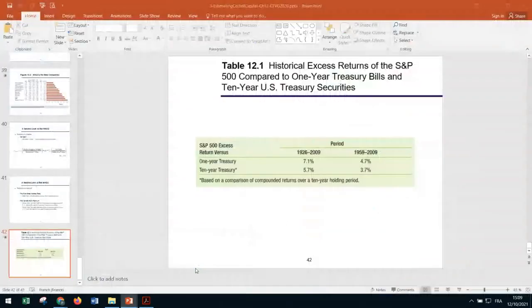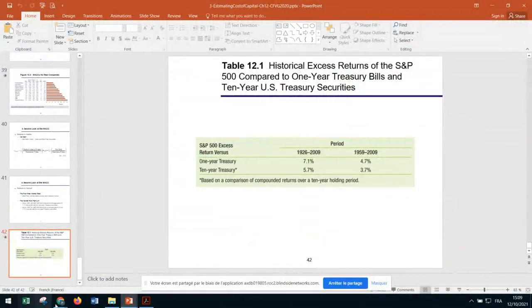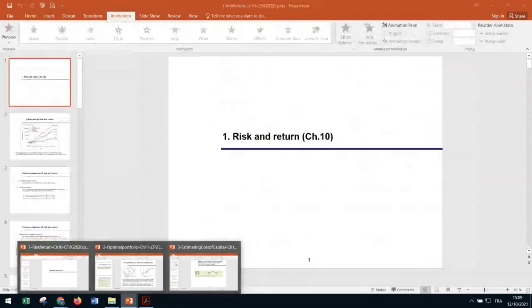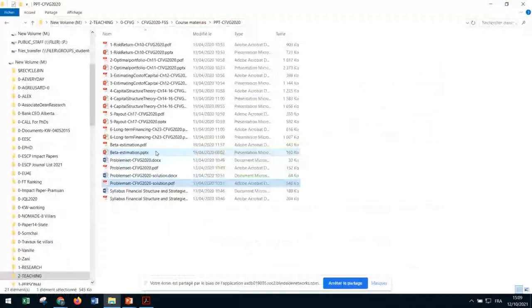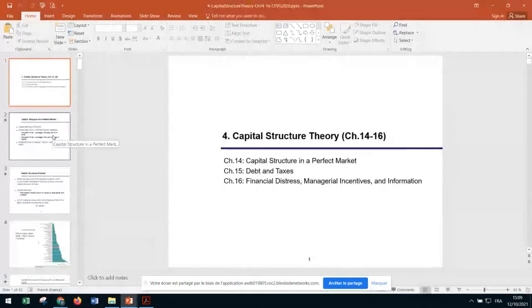Last but not least, I probably need only 10-15 minutes more. So I'm going to talk a little bit about capital structure and payout policy. So for the capital structure theory, what are the major ideas or concepts that you need to know for your exam?